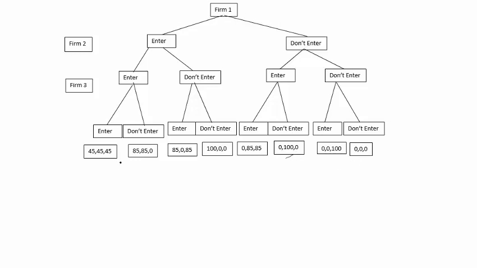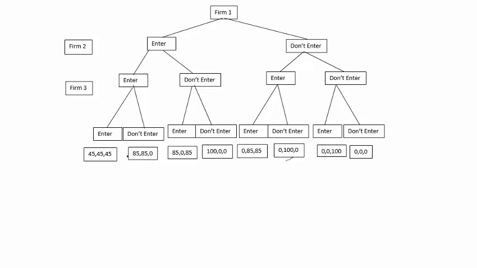So if firm 2 were to enter, firm 3 would decide between entering and not entering, which leaves either 45 or 0 respectively. And since 45 is a bigger number than 0, we can eliminate don't enter as an option if firm 2 was to enter and if firm 1 was to enter. Now if firm 2 was to not enter, if firm 1 were to enter, firm 3 would decide between 85 and 0 on entering or not entering respectively. And since 85 is a bigger number than 0, firm 3 would enter.